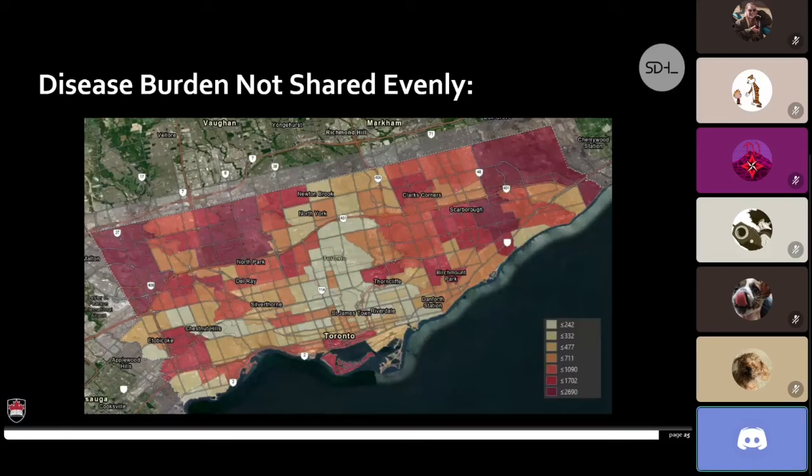Coming back to this idea of disease burden and the equitable share of disease burden, you can see that these lower income neighborhoods are experiencing a much higher rate of disease burden. And this is across the board: the number of cases attributed to outbreaks, the number of cases attributed to household contacts.